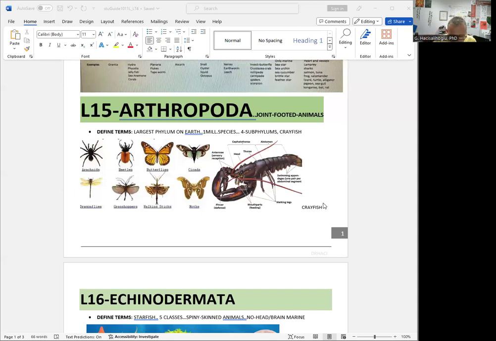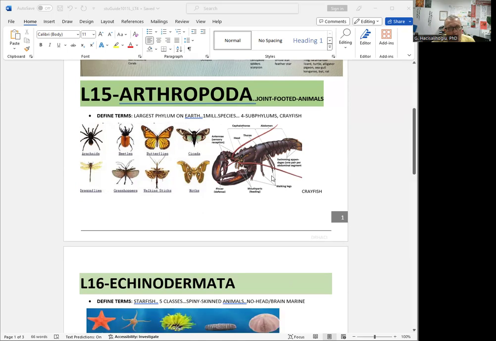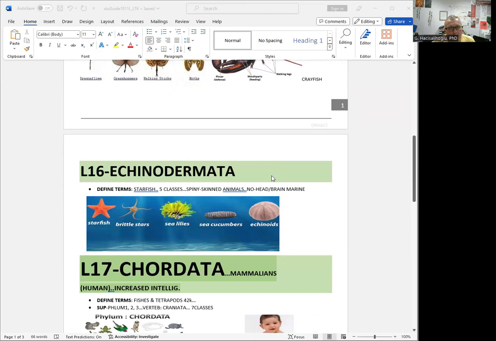So keep studying them and look at represented species, and remember class, subphylum names, and phylum. The phylum is Arthropoda, right? So this is lab 15. Look at your notes, and you can also look at PowerPoints and anything you drew from the lab, the wet labs.